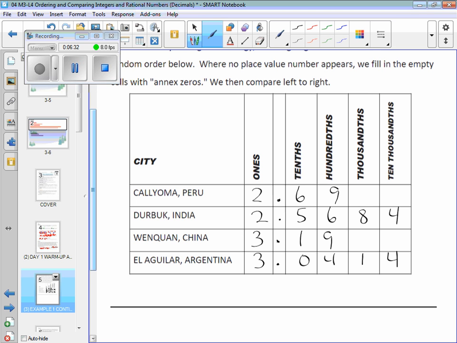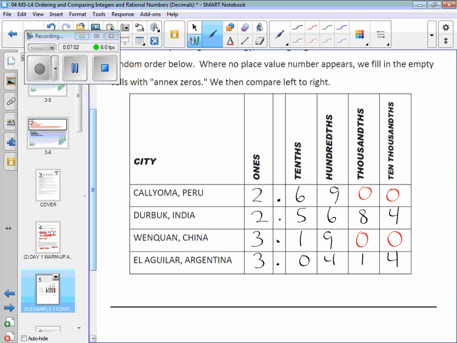What should I do in these empty boxes? Yeah, what do we call those zeros? Do you remember? Or annex zeros, both fine. Okay. When we compare, always from left to right. And always double check, are they asking us to do it from least to greatest or greatest to least? What do they say in the question they want us to do? Okay, so we're going low to high.